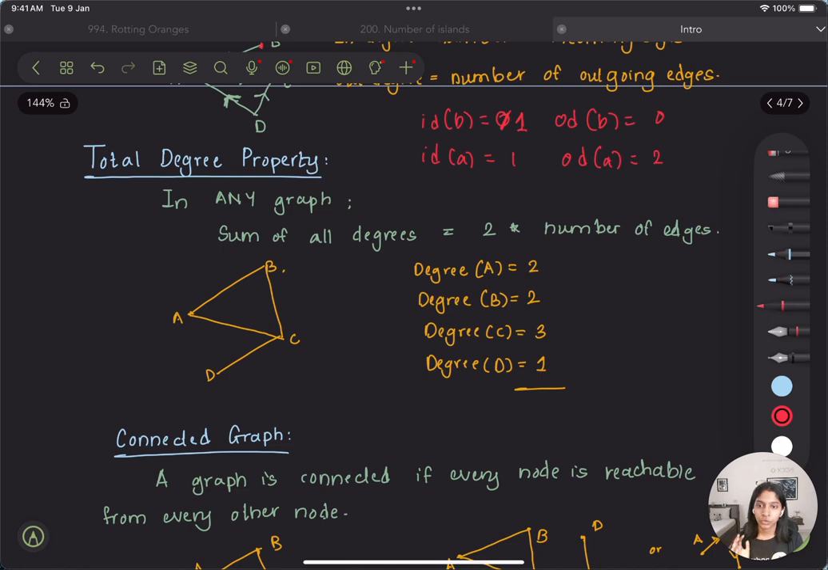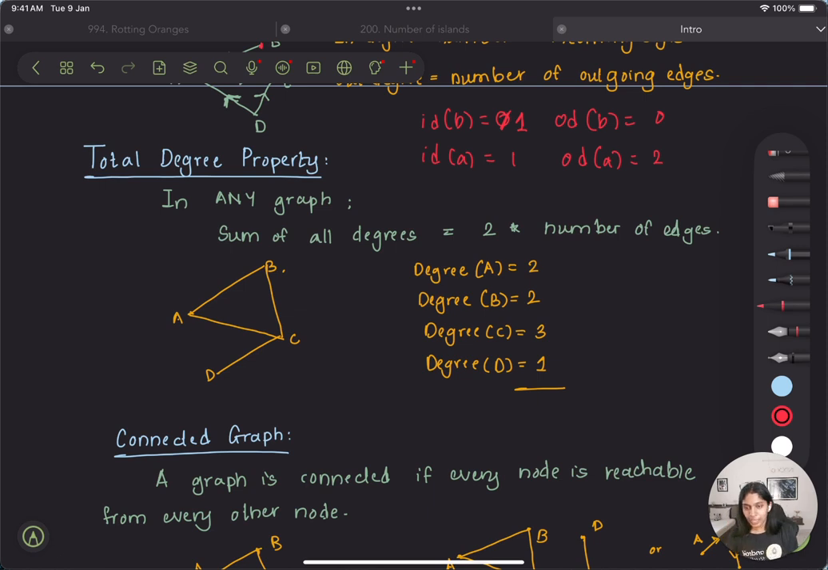So let's talk about the total degree property. It's stated that in any graph, the sum of all degrees is equal to twice the number of edges. If you think about it, that's very intuitive, because you have a number of nodes and each edge connects two nodes together. At most, one edge can only connect two nodes together, so that is contributing a degree to both of these nodes.